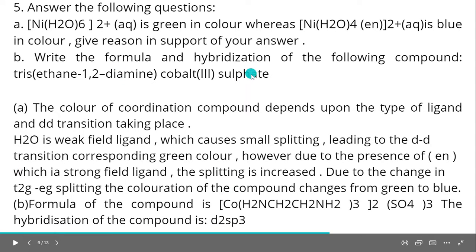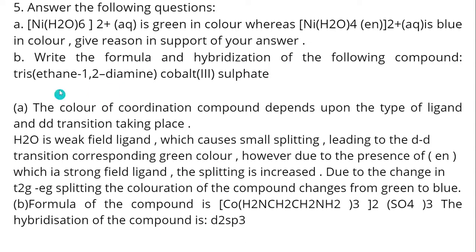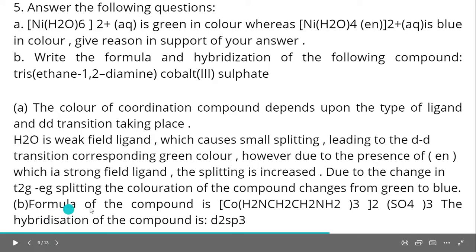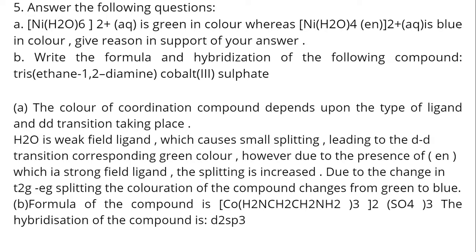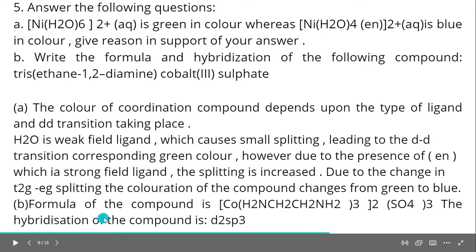Write the formula and hybridization of the following compound: tris(ethane-1,2-diamine)cobalt(III) sulfate. So the formula of the compound is [Co(NH2CH2CH2NH2)3]2(SO4)3, and the hybridization is d2sp3.